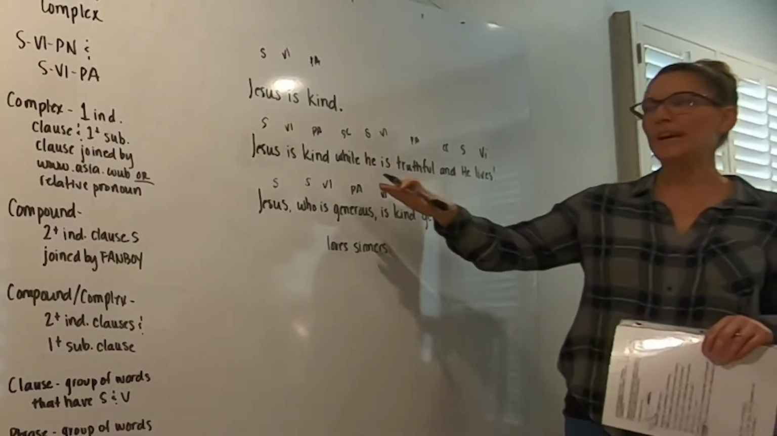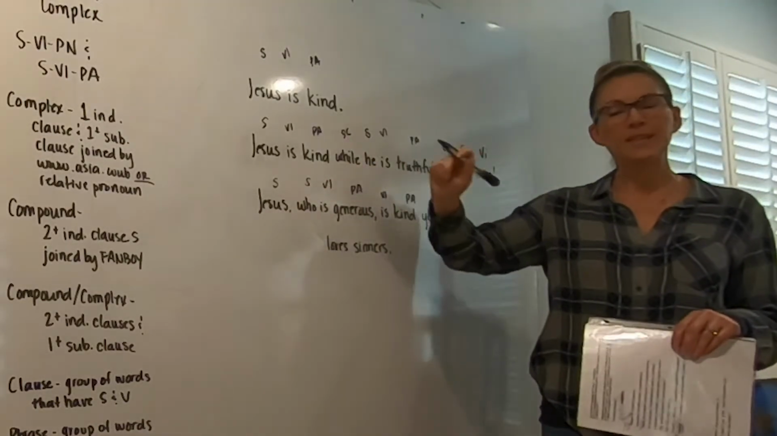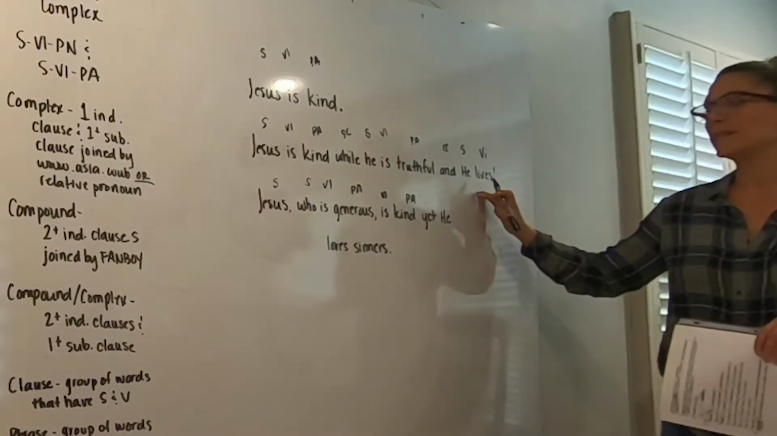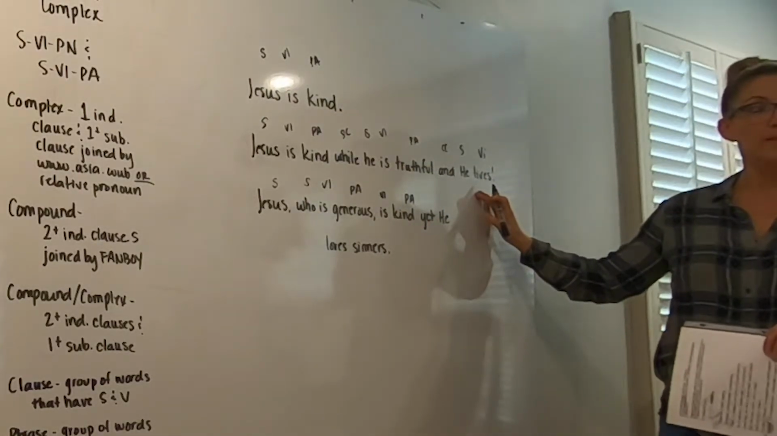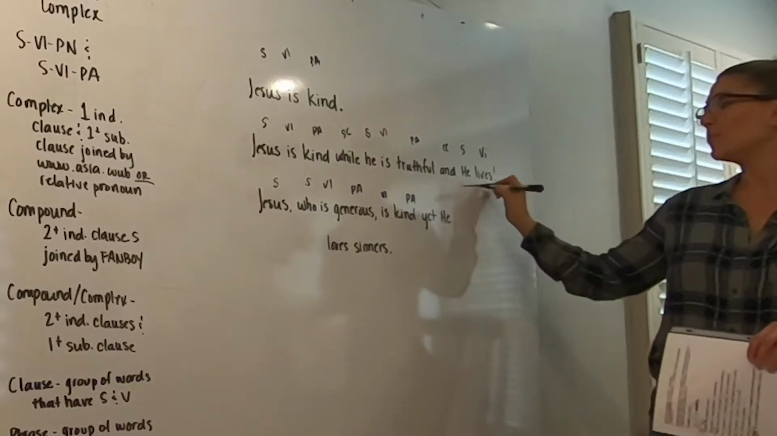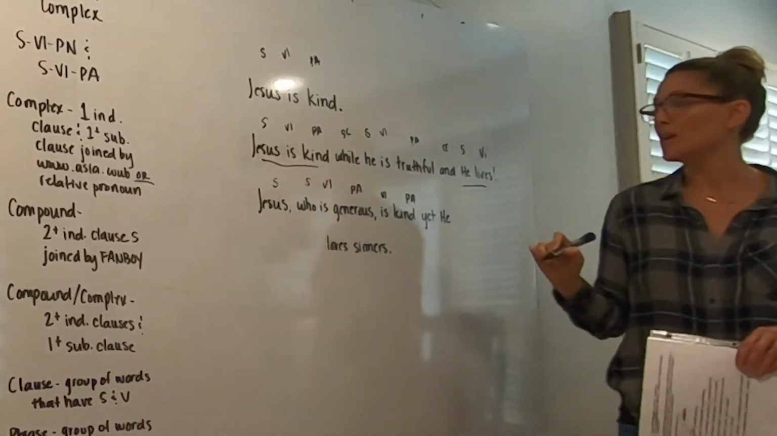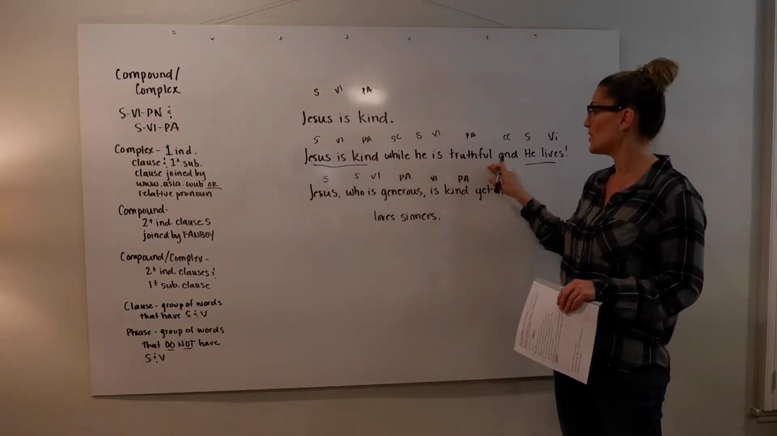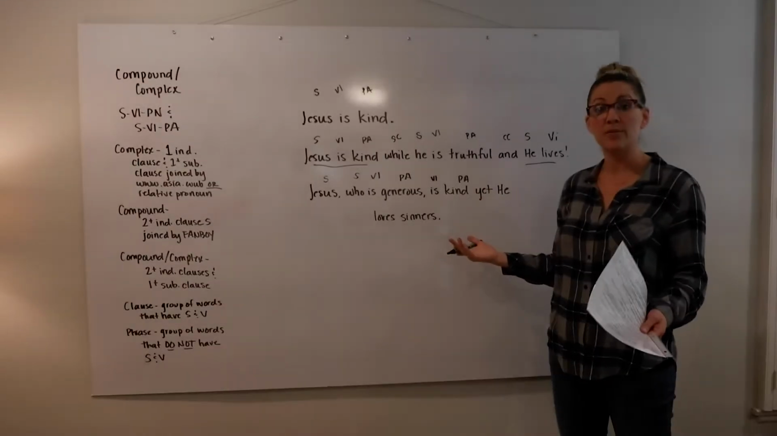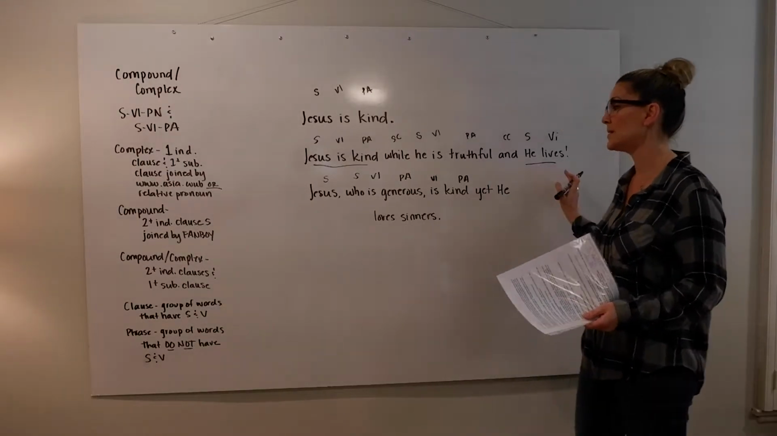So, "Jesus is kind." Can that be a sentence all by itself? Yes, it can. That's 1 independent clause. "He lives." Can that be a sentence all by itself? Yes, it can. So we have 2 independent clauses, and we've already decided that "while he is truthful" is a subordinate clause. So we do, in fact, have a compound complex structure in this sentence.